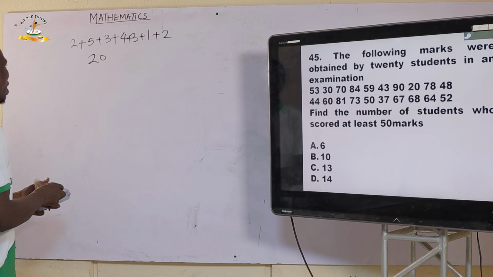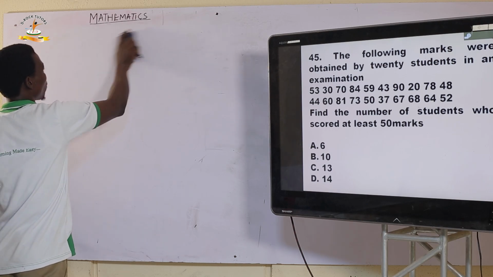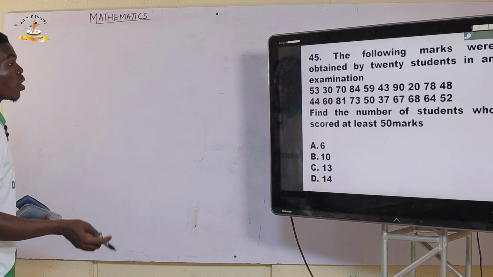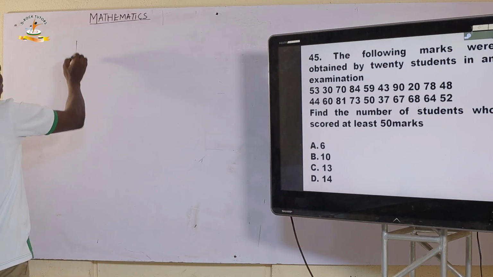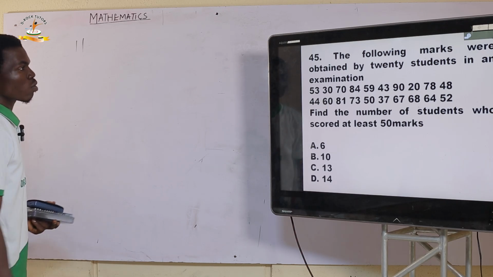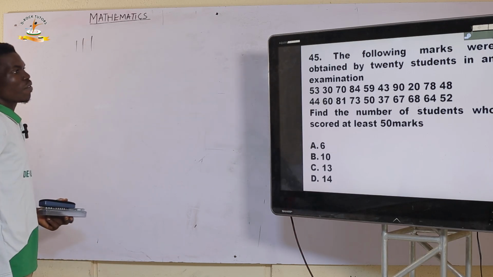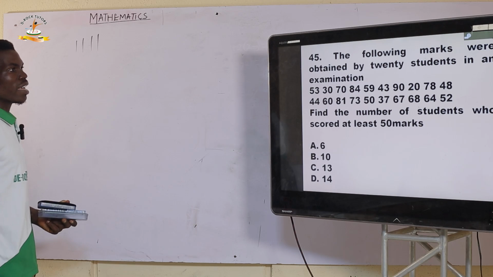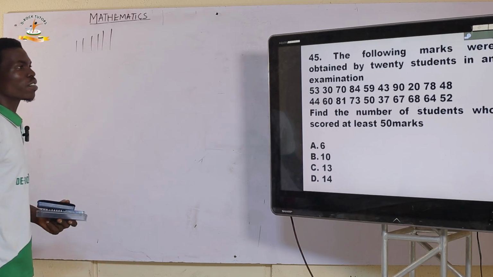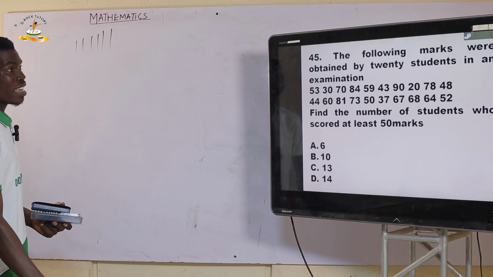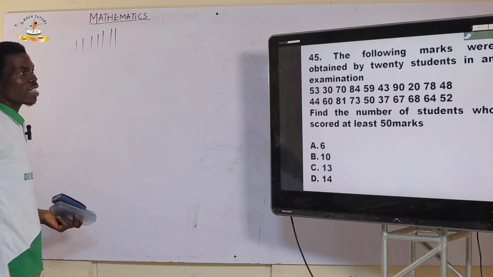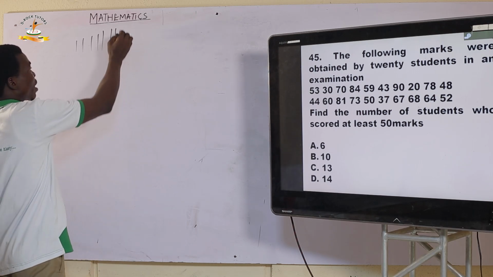So let's say each one I get, I put a tally on. So the first one is 53, which is more than 50 marks. So I give it one tally. The second one is 70, another tally. Next one is 84, another tally. 59, another tally. 90, another tally. 78, another tally. 48, we cannot consider that because it is far less than what? 50. So 60, another tally. 80, another 81 rather, another tally.